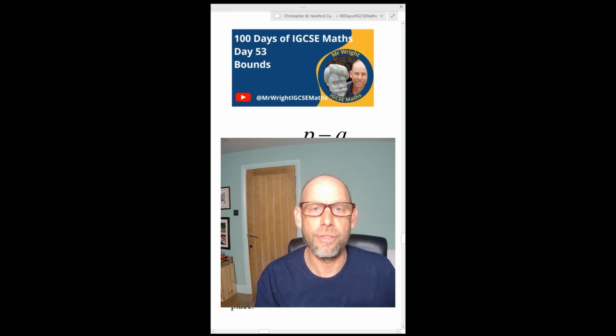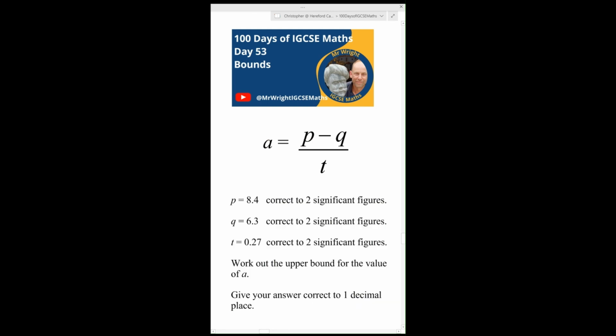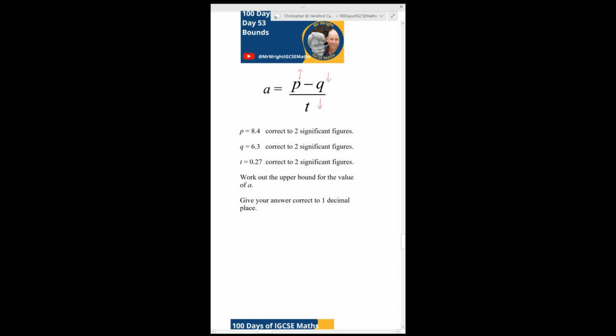It's day 53. Now's your chance to pause. Now I need to work out the upper bound for the value of a, so I'm going to want to have the highest possible value of p, the lowest of q, to make the top of that fraction as large as possible, and I'm going to want the lowest possible value of t, so that my answer for a is as large as possible overall. So that means that p will be 8.45 minus the smallest possible q, 6.25, all divided by the smallest possible t, 2.65. And if I put that in my calculator to one decimal place, I get the answer 8.3.